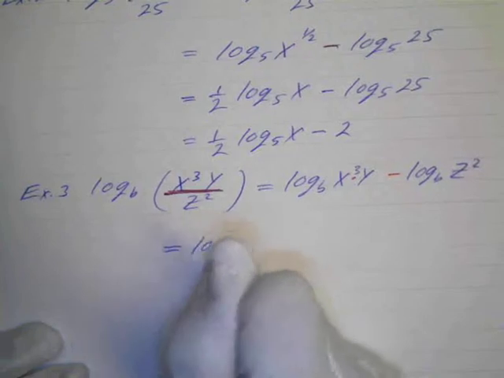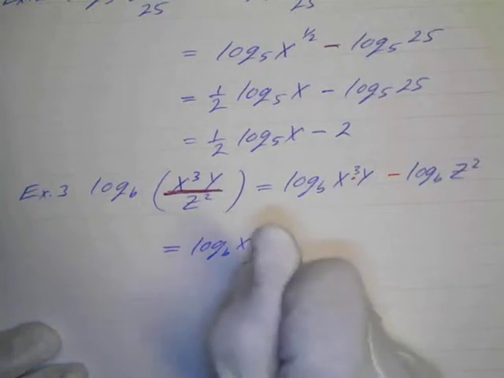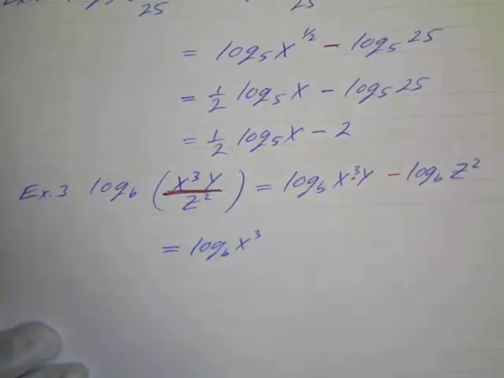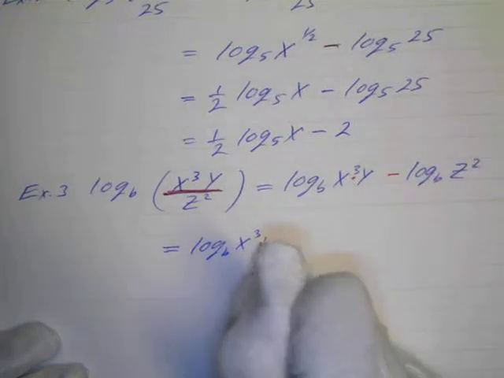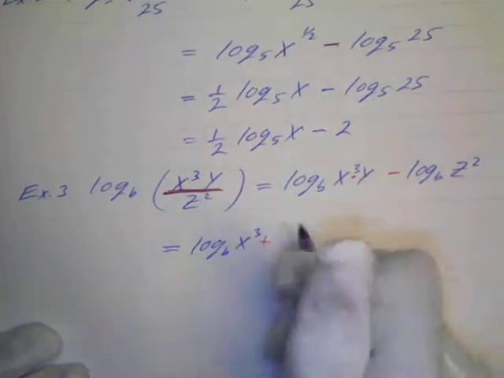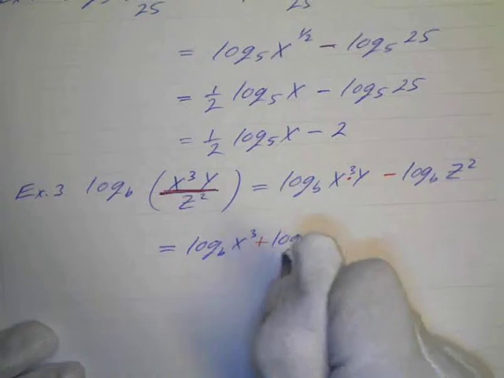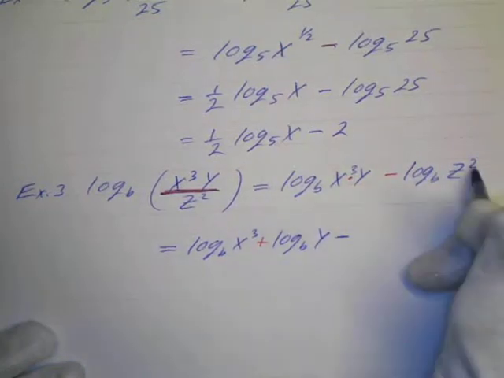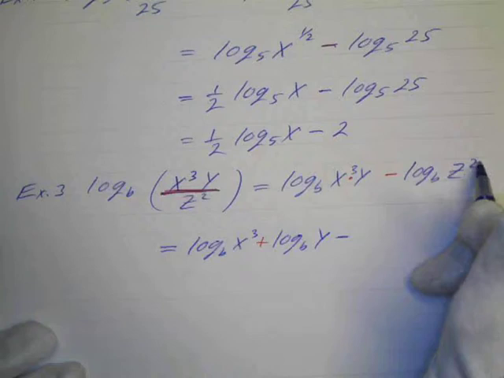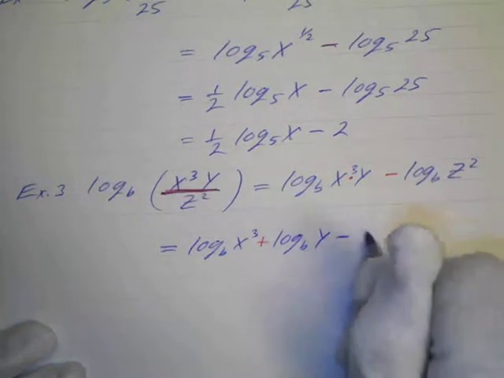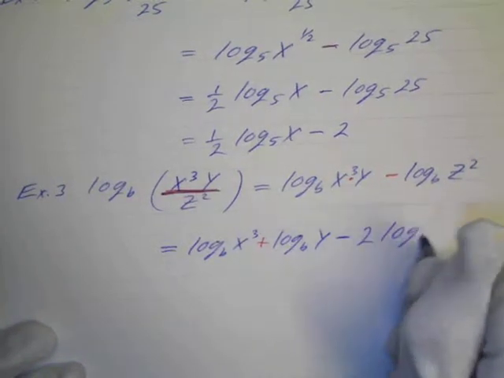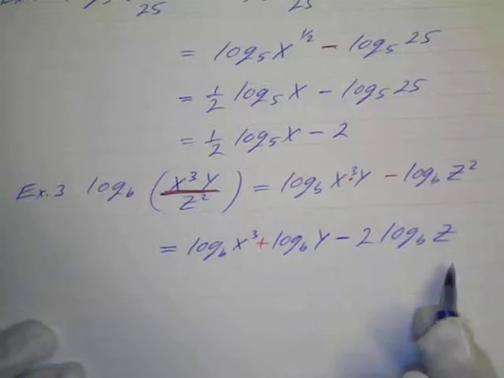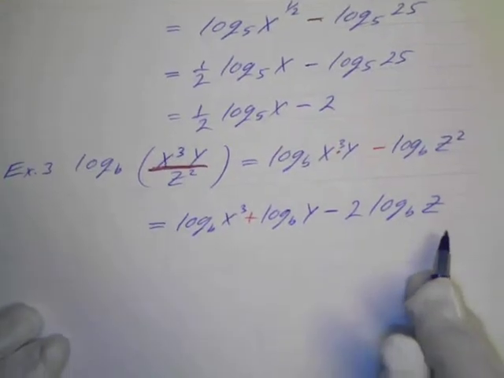So the log to the base b of x cubed plus, so that becomes plus log to the base b of y. We still have our minus over here. Now what can I do with this exponent? I can put this exponent in front using the power rule. So it's going to be 2 times log to the base b of z. So that's in pretty good shape.